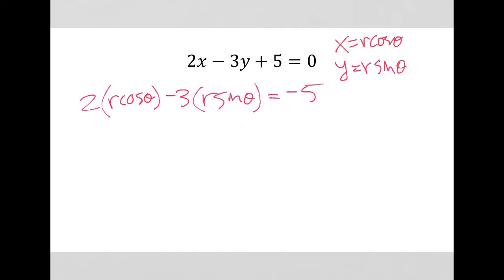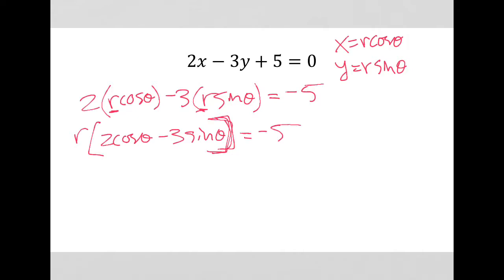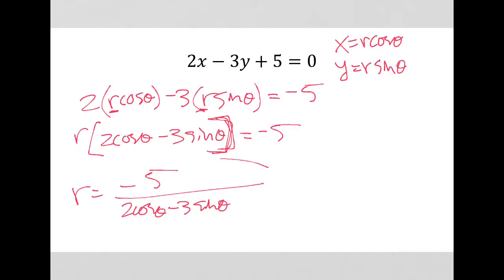Now what can we do on the left? Well, both of these terms have an r, so I can factor out that r, and I'm left with 2 cosine theta minus 3 sine theta. Use brackets since that's what I used before, equals that negative 5. And I want to get r by itself, so I need to divide by everything in those brackets. And so r equals negative 5 divided by 2 cosine theta minus 3 sine theta. And we are finished with that.